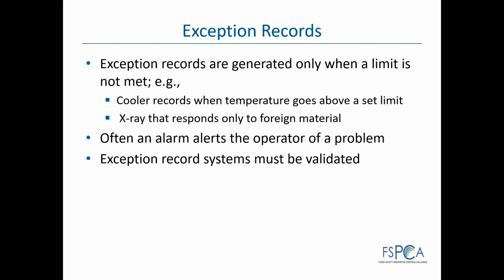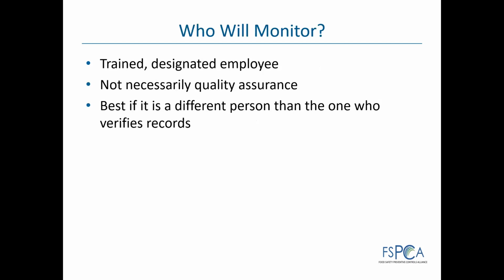However, this system needs to be validated. Make sure the automated system is really working, checking more frequently, at least a couple of times during a month or a week, to make sure the automated system is working. So this is exception records.